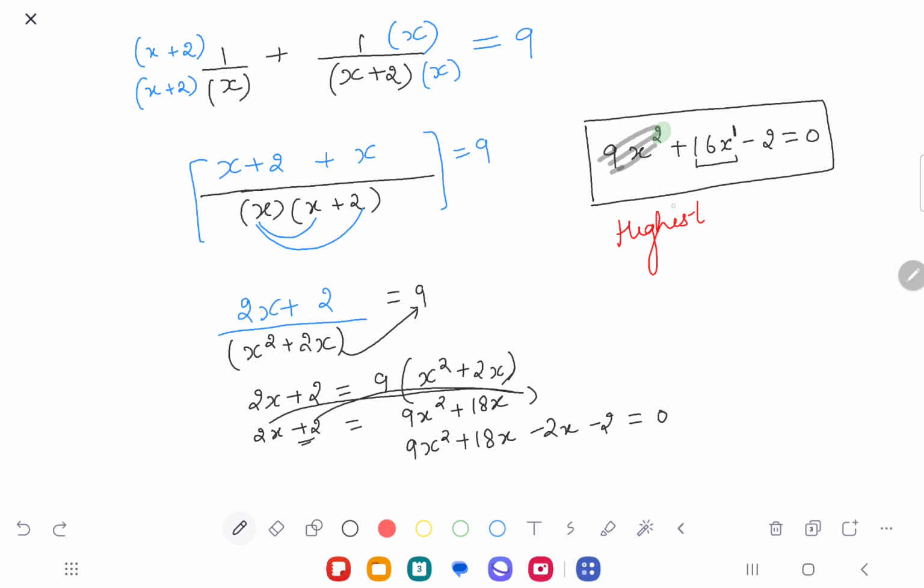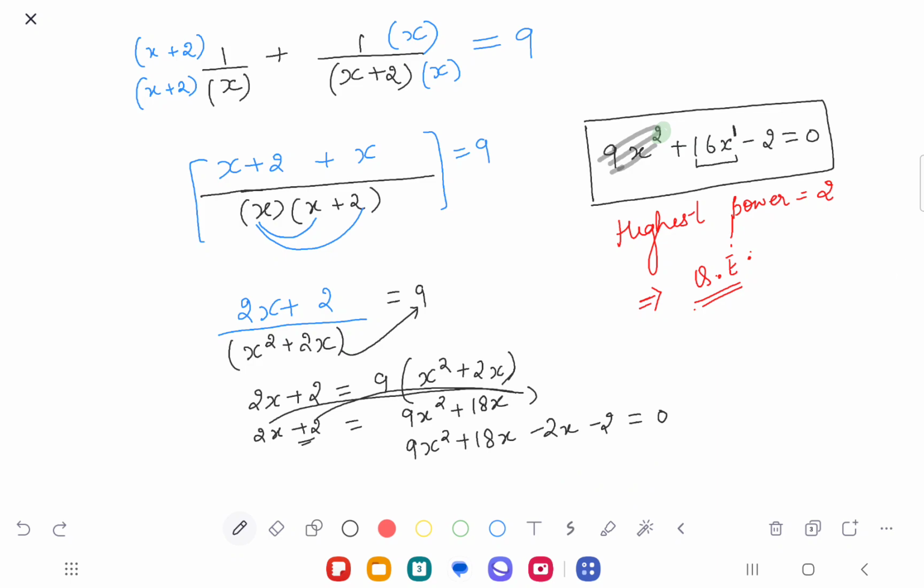The highest power here is 2. The highest power here would be 2, and this would imply that it is a quadratic equation. QE means it is a quadratic equation. Understood or not? All right?